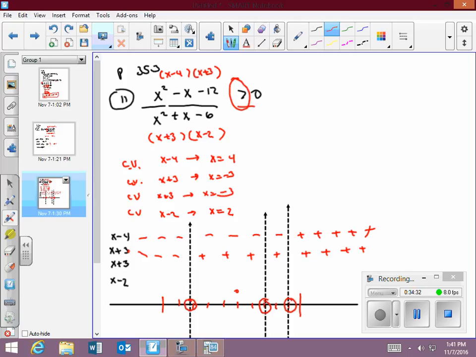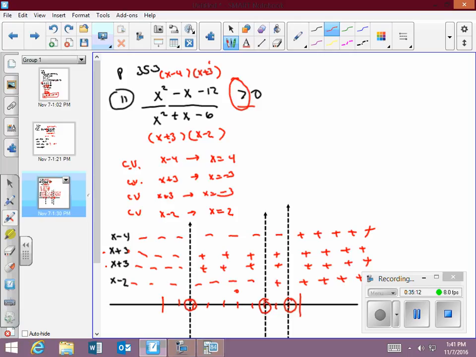Now then, that's the x + 3 from the numerator, and this is the x + 3 from the denominator, right? To the left, that one is negative, and to the right, it's positive. Then that x - 2, its critical value is +2. To the left, it's negative, and to the right, it's positive.